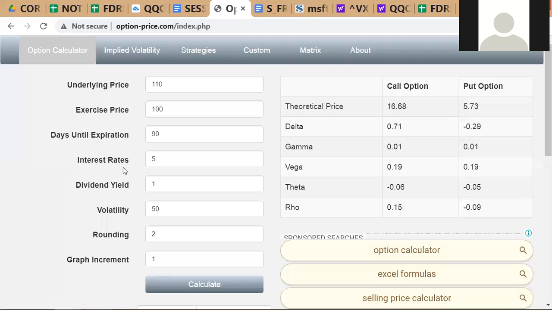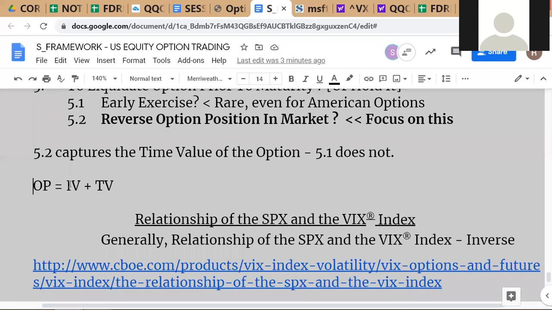So what you see here is IV is 10, because you can make $10 profit by exercising this option right now. IV is 10 and OP is option premium. We are talking about the call only. The option premium is 16.68. So therefore, if the option premium is IV plus TV and the IV is 10, then the TV must be 6.68, the balance. Okay, so the TV is always calculated as a residual.